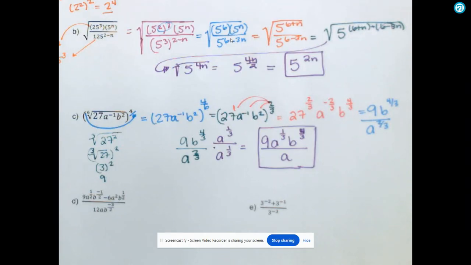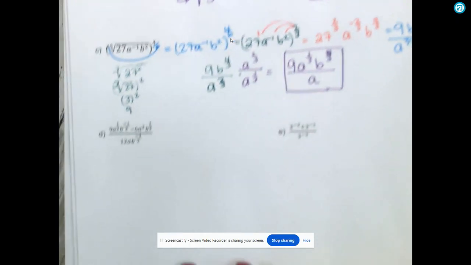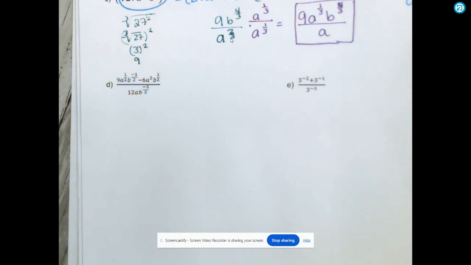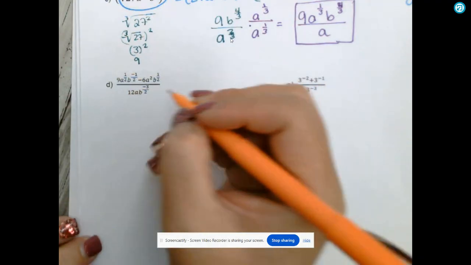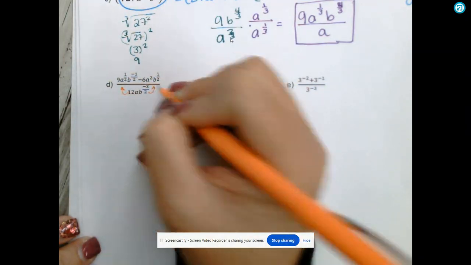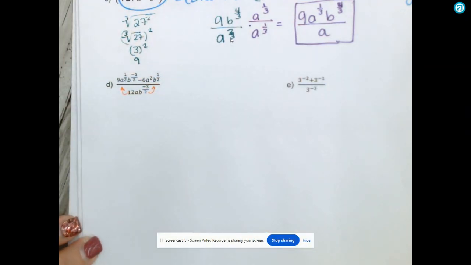All right, woo-wee. Number 9 just looks horrendous to begin with. I'm not even going to pretend that it's not going to be somewhat confusing as we go through it, but we're going to get through it step by step. So we've got all this going on to begin with. What I am going to do to start with is break this up into 2 fractions that I can work with individually.